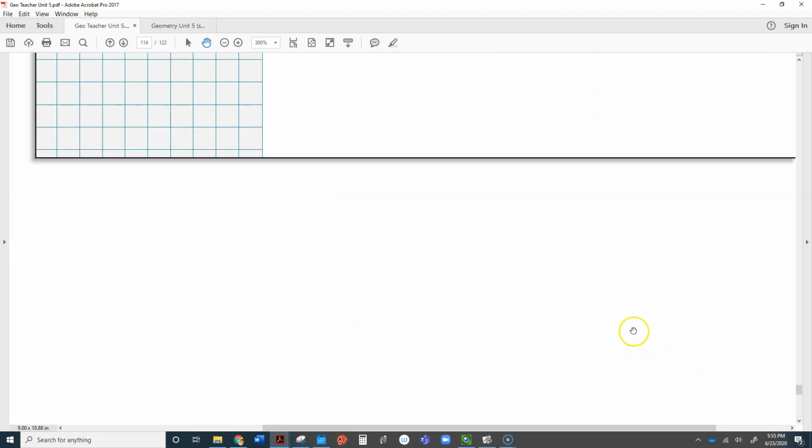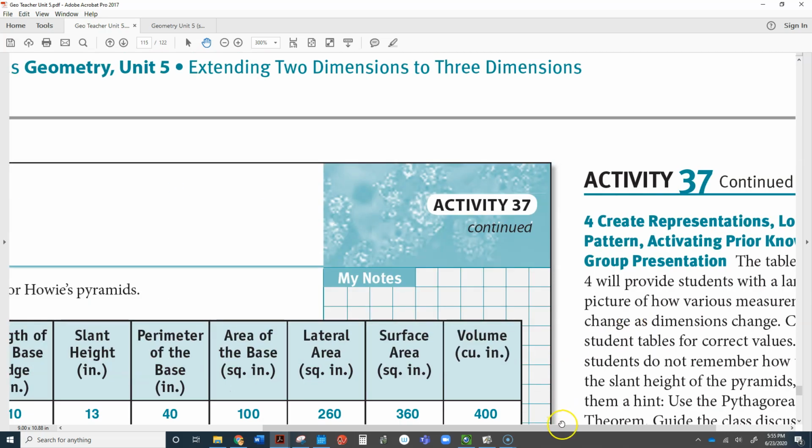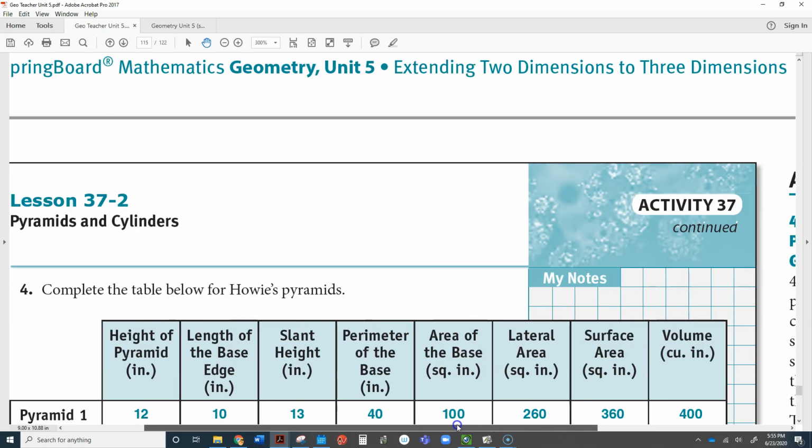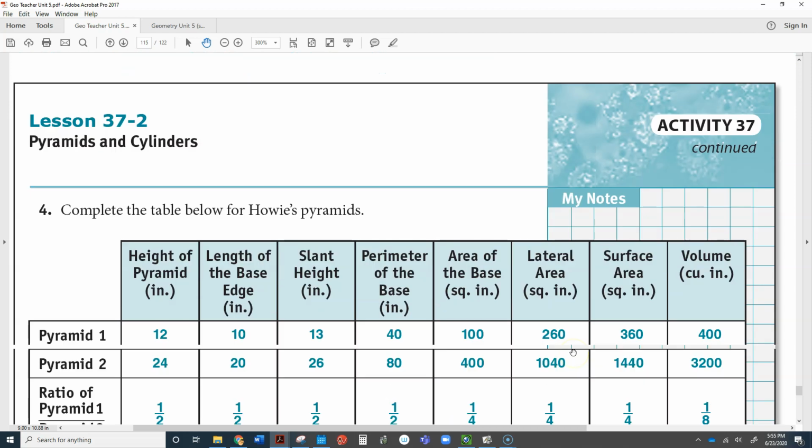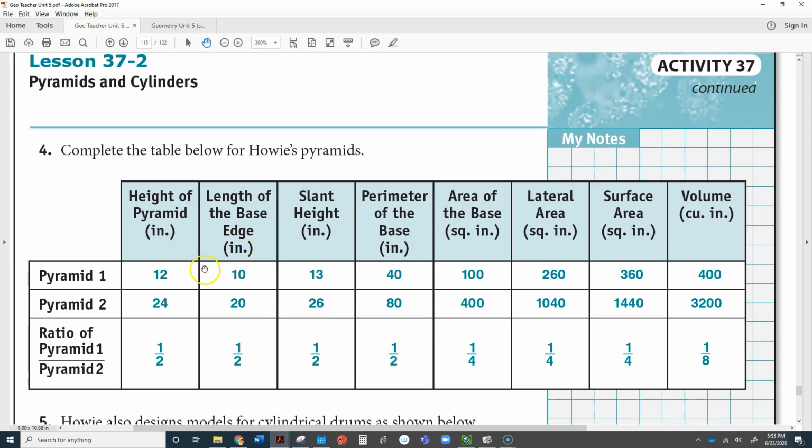Okay. This next one, I am using this because really and truly what we want to get to is the relationship. If you want practice on how to find the perimeter of the base, the area of the base, the lateral area, surface area, volume, then please pause this video and go back and do these by hand. I don't need to do that. I can do all of this. I just want to look at the chart and see if there's a relationship.